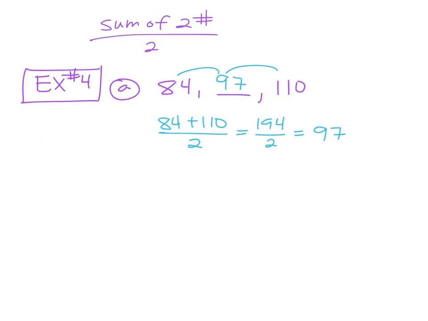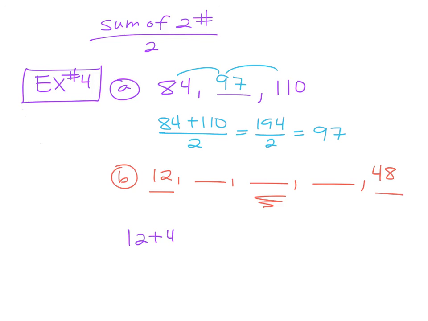Okay? Okay, but what if it gets a little bit fancier? Still not terribly fancy, but we put a few more blanks in. Let's say you have 12, a number, a number, a number, and then 48. Can you figure out how you would find the arithmetic mean? Right, you're going to start by finding the middle number, right? The average of these two is this one. So if you start with 12 plus 48 and divide by 2, I get 60 over 2, or 30. So this one is 30.